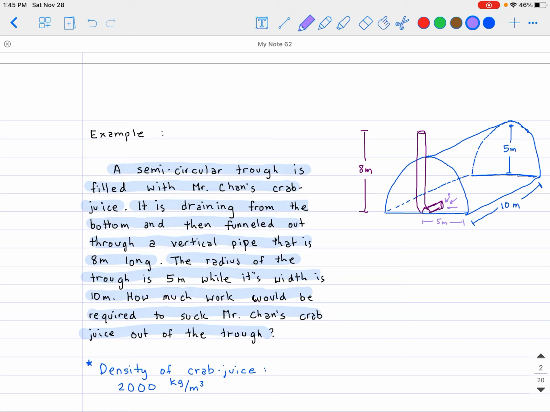Now, I'm not really good at these units, so probably 5 meters is a lot, and 10 meters a lot, and 8 meters a lot, but that's why I teach math and I don't teach physics.